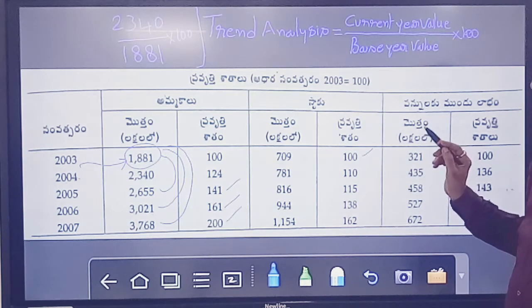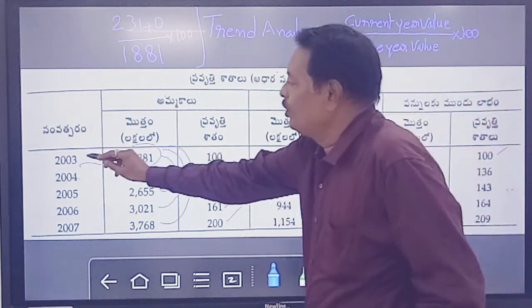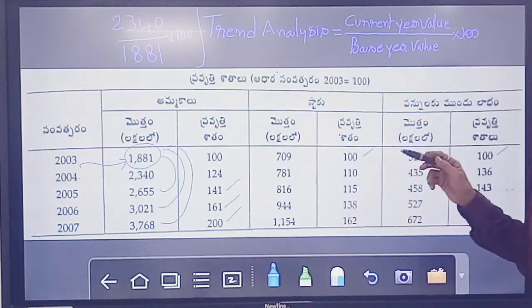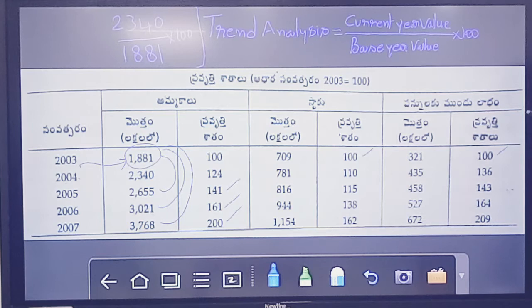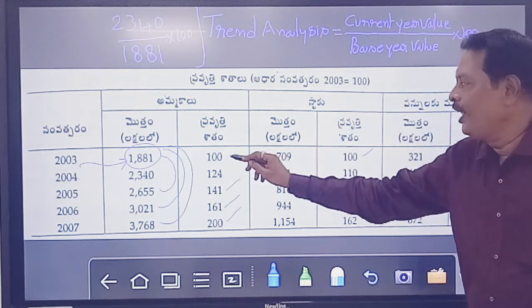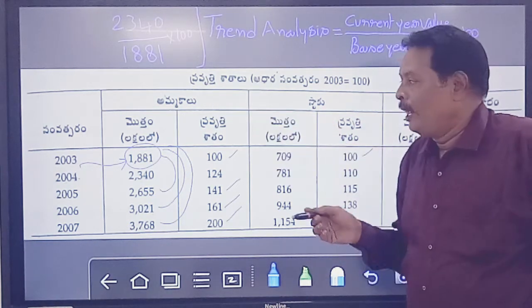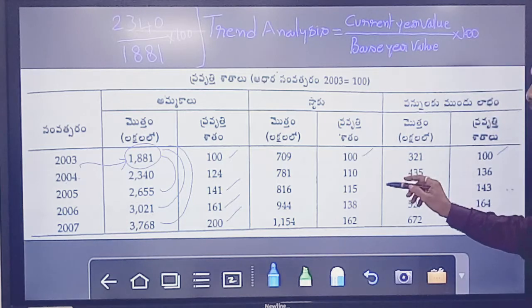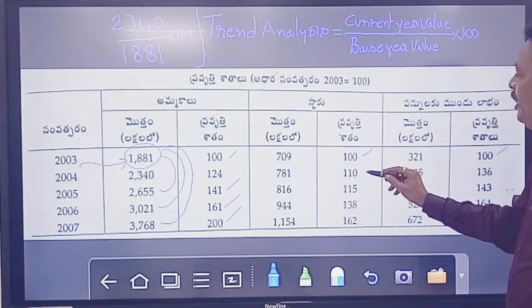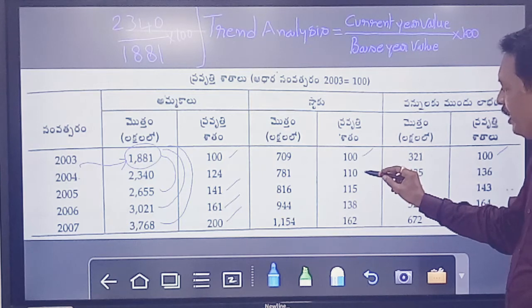Simply write 100. Like this, tax and profit before tax also, you simply write 100 for 2003, because these are common. Why? Because this is the base year. Base year value is 100. That's why we write 100 for 2003. And then for the 2004 year, we have to calculate the percentage for this current year 2004, 110 lakhs.